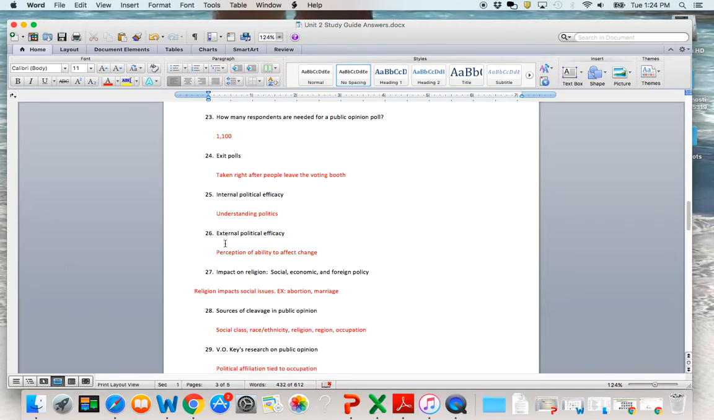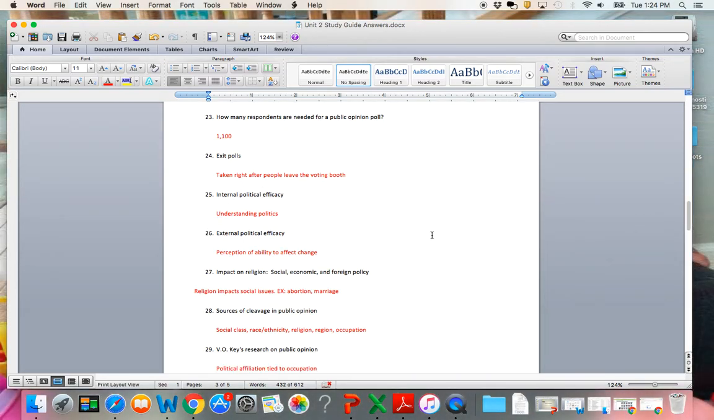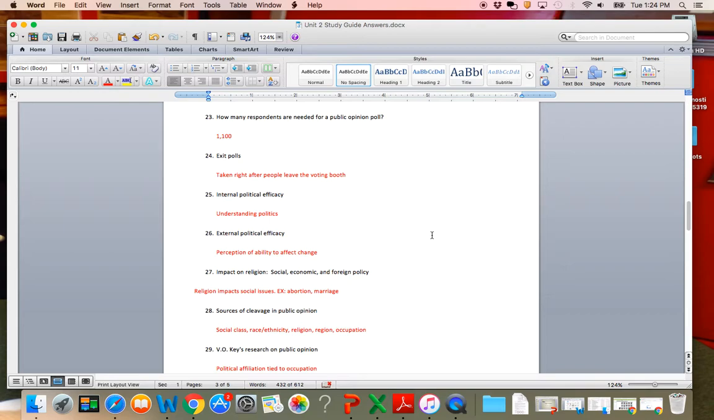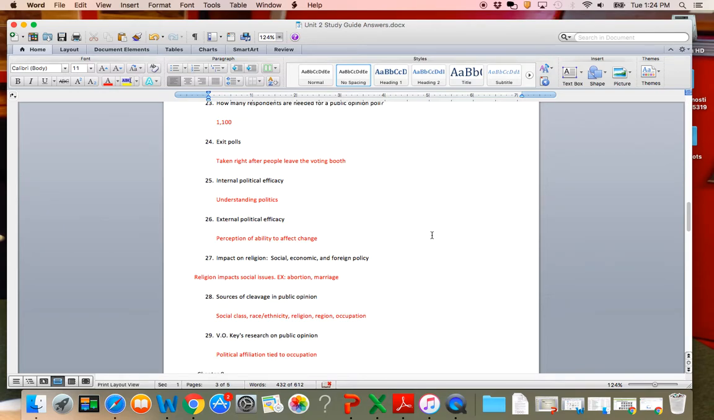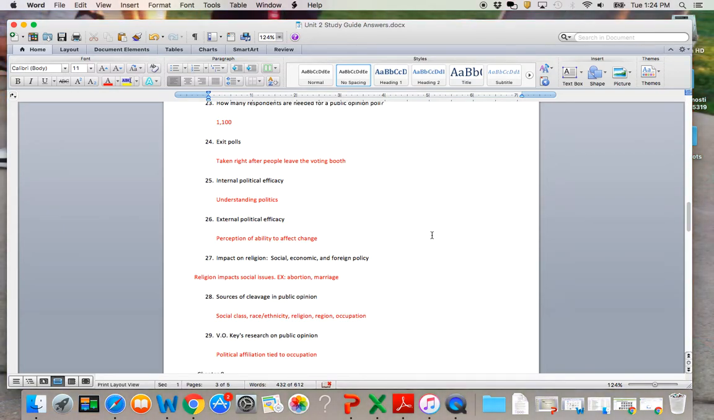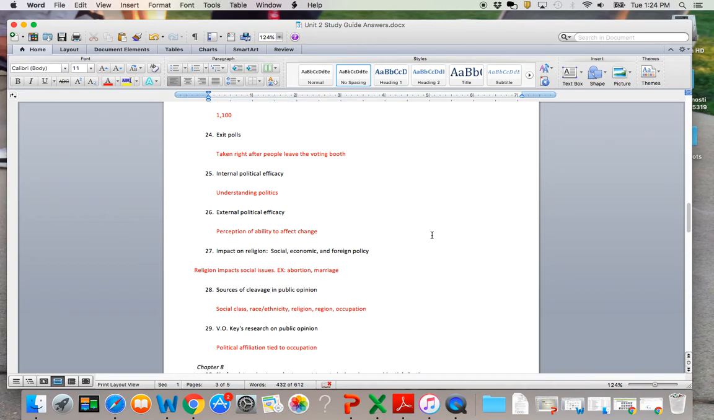A couple of the terms for political efficacy. Internal is actually understanding politics and different concepts in politics. External is the perception of creating change, or your ability to create change in the political system.